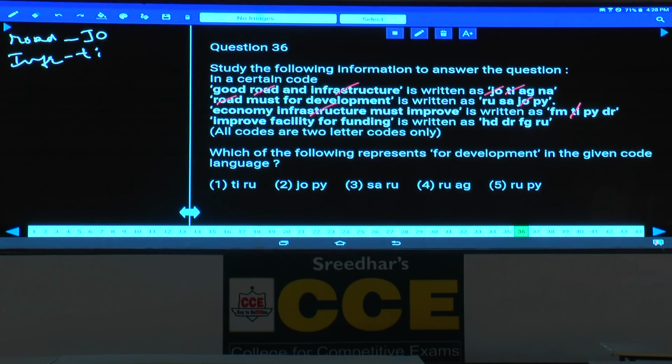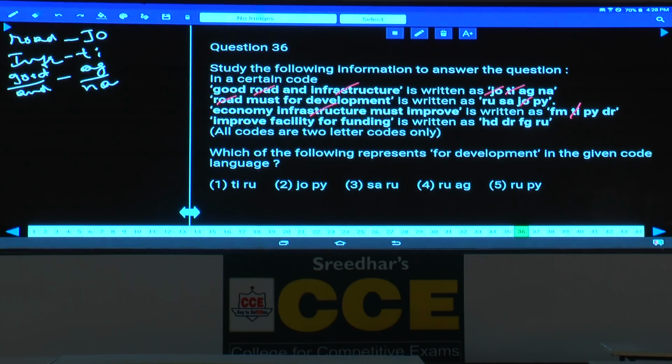Then the first and the fourth: good and end. Is there any word common here? No word is common between these two. Hence, the codes for good and end: we cannot find out the individual codes, and the codes for these two will be AG or NA in any order. Clear now?